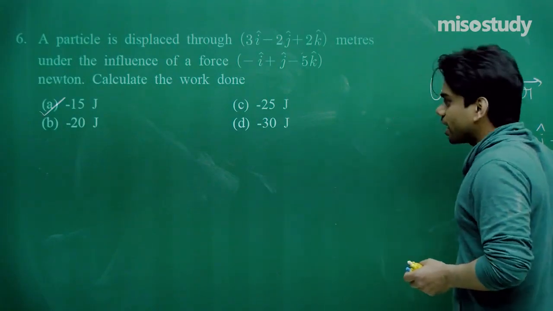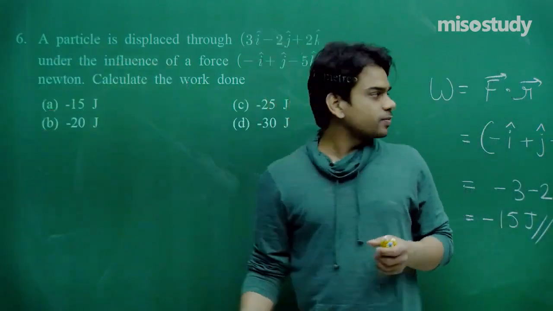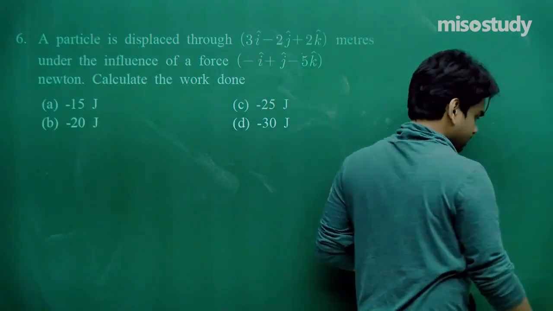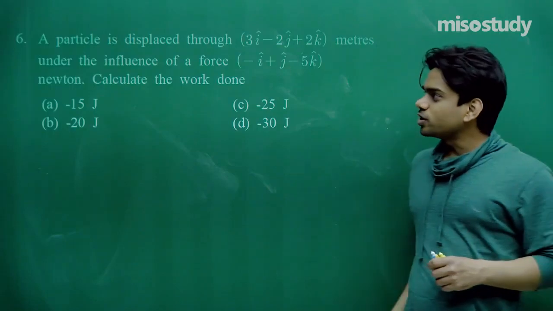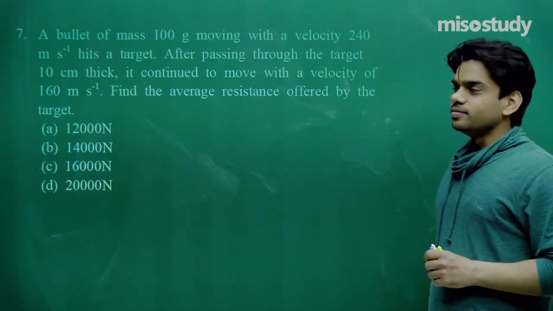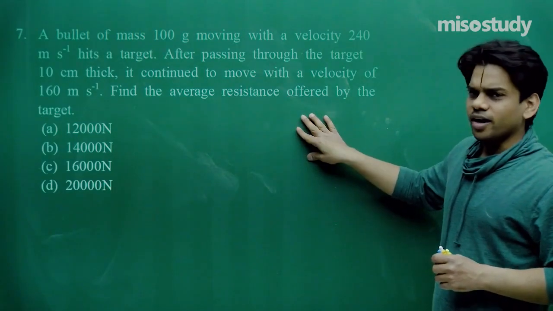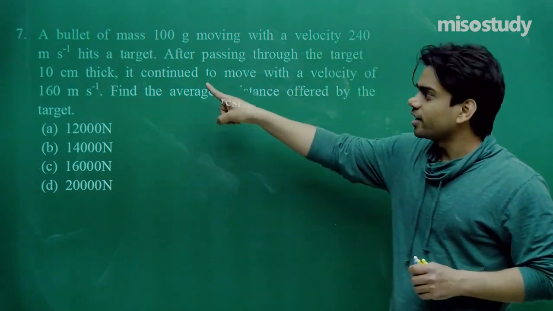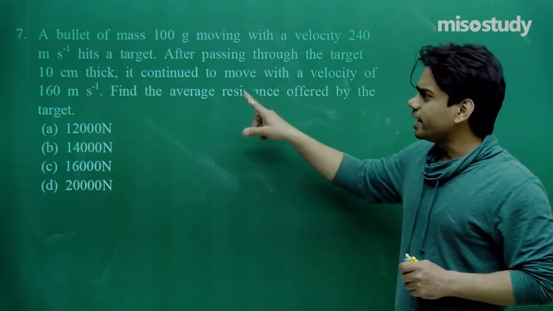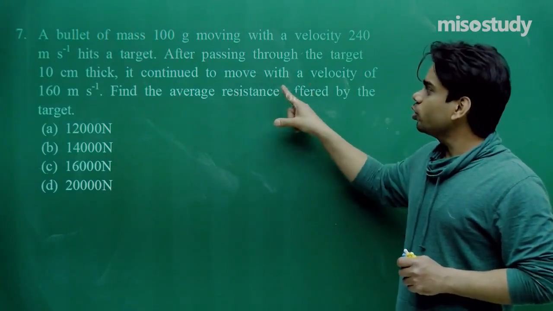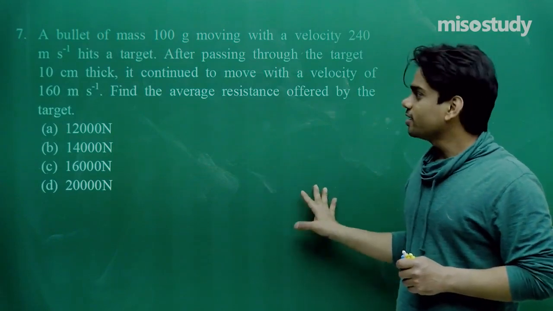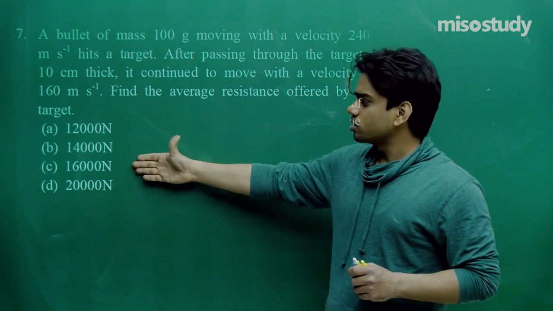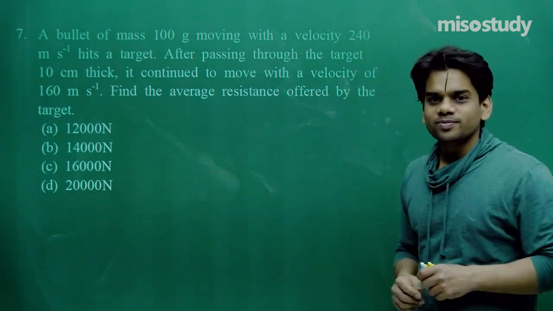So without taking more time, we will be solving the next question. Prior to that, just let me clear up the board. Now let's go with the next question of the day. Question number 7. A bullet of mass 100 gram moving with a velocity 240 meter per second hits a target. After passing through the target 10 centimeter thick, it continued to move with a velocity of 160 meter per second. Find the average resistance offered by the target. A 12,000, B 14,000, C 16,000, D 20,000, all in newtons.